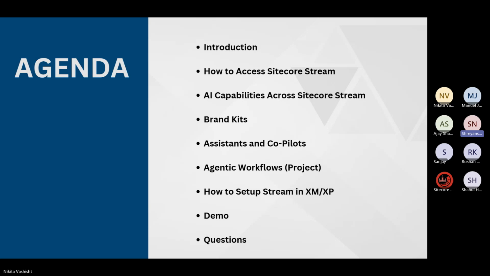So let's discuss the topics that we are going to present today. We'll give a brief introduction of Sitecore Stream and how you can access it, the AI capabilities of the product, the three features that are introduced as of now: brand kits, assistants and co-pilots, and the agentic workflow. Then how do you set up Sitecore Stream in XM/XP? And a short demo, and then we'll open up for the question answer round.